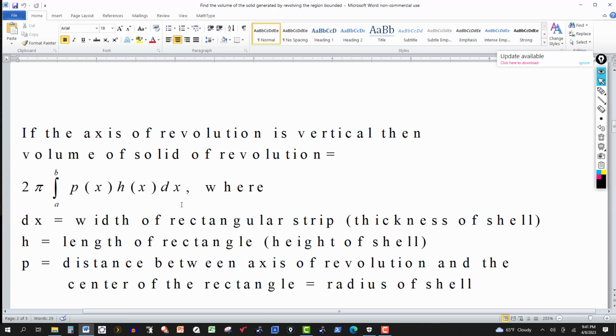And this is where the dx will represent the width of the rectangular strip. So we form a rectangular strip, and the thickness is the thickness of the shell. The h is the length of the rectangle, which corresponds to the height of the shell. And p is equal to the distance between the axis of revolution and the center of the rectangle, which gives you the radius of the shell.